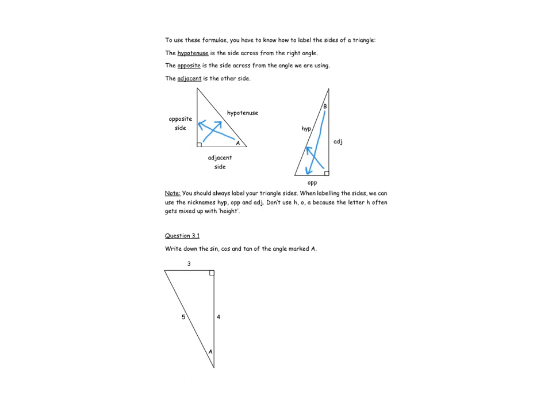So question 3.1, it says write down sine, cos, and tan of the angles marked A. The best thing to do for this is, first of all, write out SOHCAHTOA. We know that sine is the opposite over the hypotenuse, cos is the adjacent over the hypotenuse, and tan is the opposite over the adjacent.